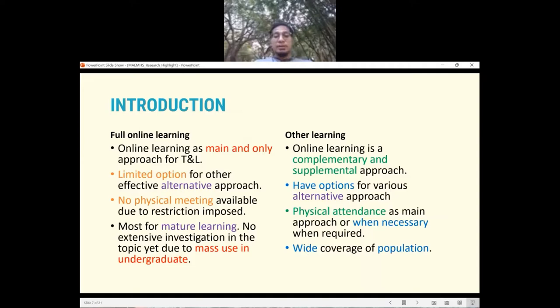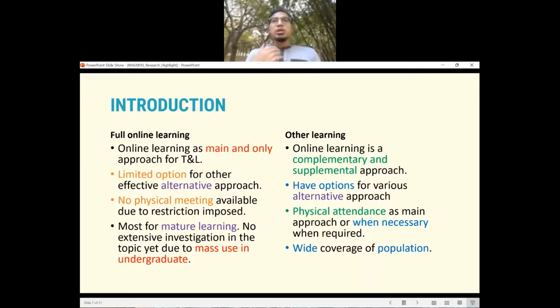Other learning approaches have options for other alternatives. And most of the online learning literature has been investigated with mature learners. Mature learners have pre-existing knowledge. So when we teach them online, for example in online and distance learning, they can actually imagine and use their previous knowledge to relate and come back with their new knowledge.